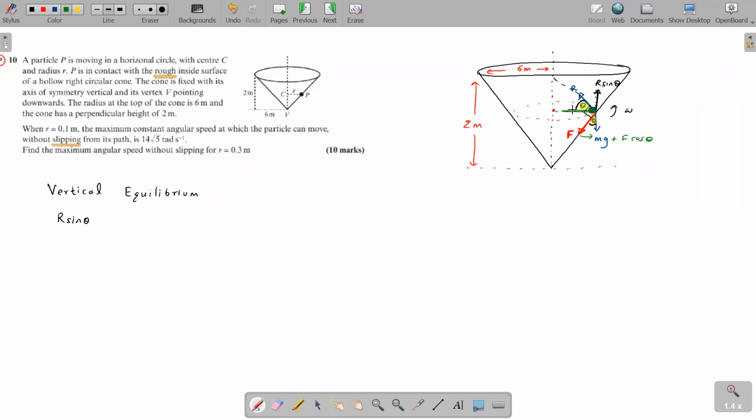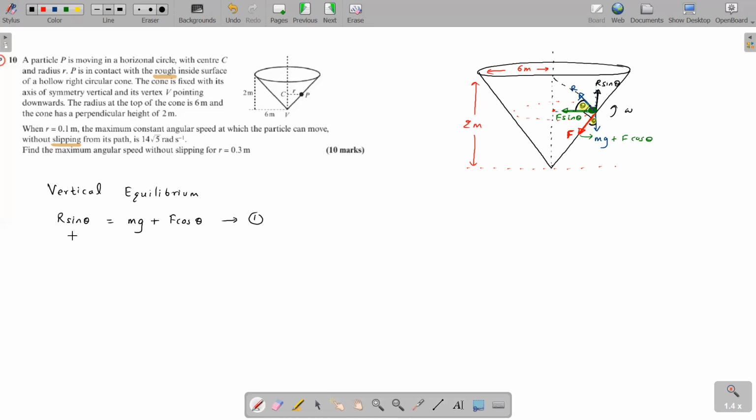I hope you guys can see, towards the center, we have a friction sin theta. When you resolve the friction, you have f cos theta downwards, and towards the center of the circular motion, you have f sin theta. Can you see? All right. So for vertical equilibrium, R sin theta acts upwards, and mg and f cos theta act downwards. Agreed? All right, so this is my first equation.